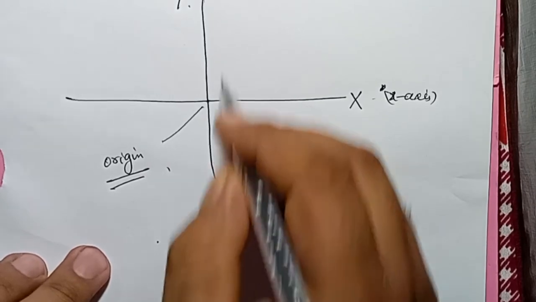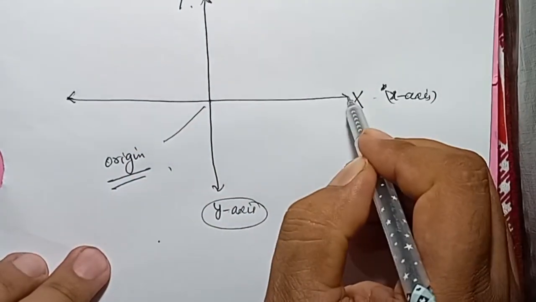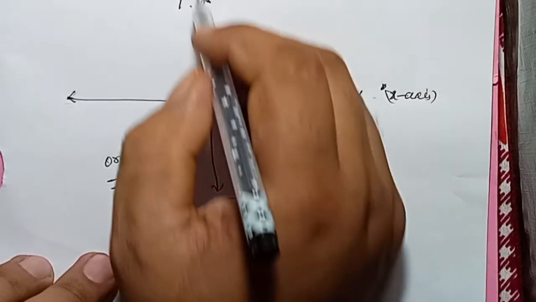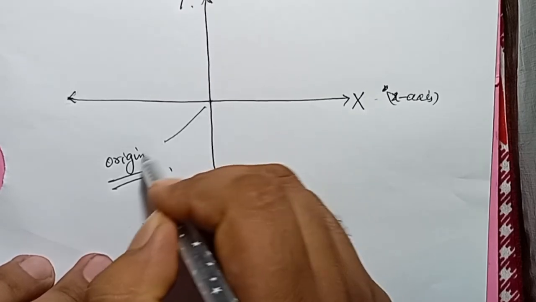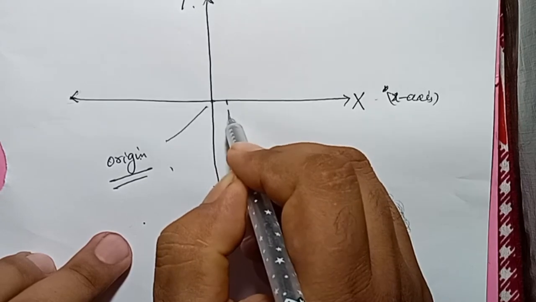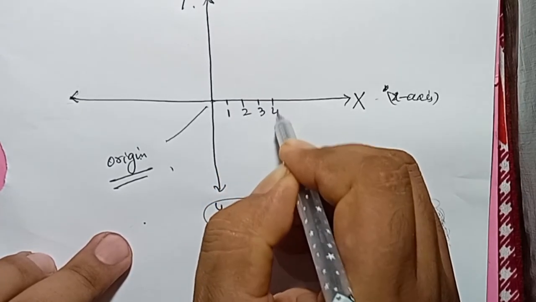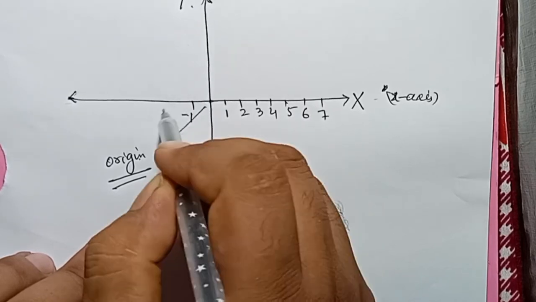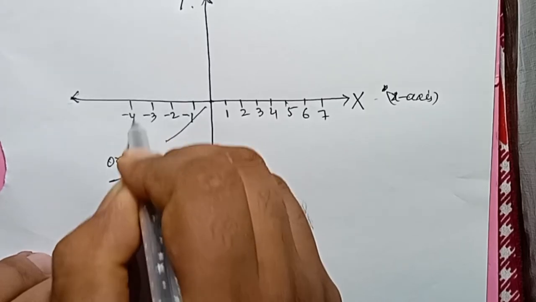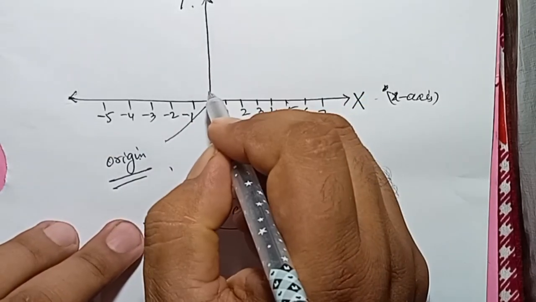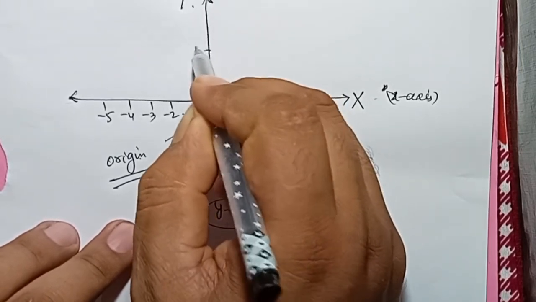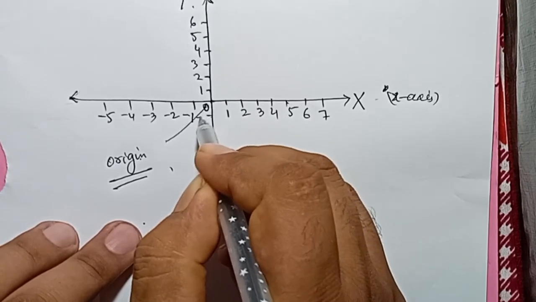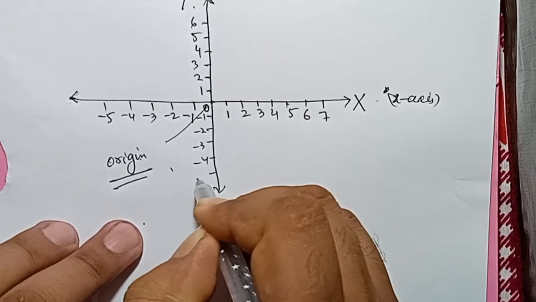Understand the graph. In a graph we have two lines, they are perpendicular to each other like this. One is horizontal and another one is vertical. This horizontal is called the x-axis and the vertical is called the y-axis, and this point is called the origin. Here on the right side we have positive numbers, that's 1, 2, 3, 4, 5, 6, 7, and here on the left side we have minus numbers, negative numbers, that's -1, -2, -3, -4, -5, and so on. And here in the upward direction we have positive 1, 2, 3, 4, 5, 6 and so on. And in the downward direction from 0 we have -1, -2, -3, -4, -5, like that.